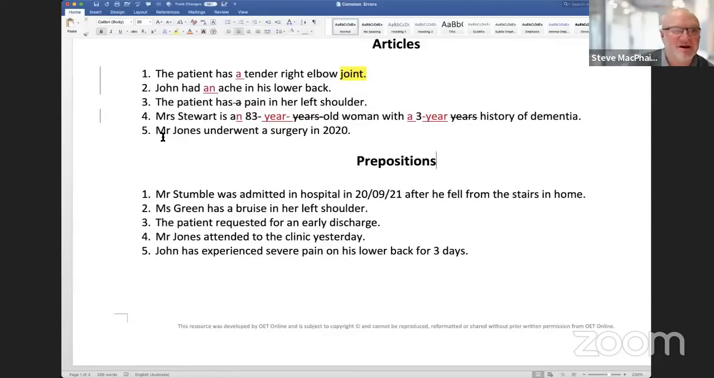And last one, Mr. Jones underwent a surgery in 2020. Now, surgery is a little bit like joint. It's the opposite of joint. It is an uncountable noun. So Mr. Jones underwent surgery in 2020. So your job as a writer is to know when to include articles for countable nouns and when to leave them out.